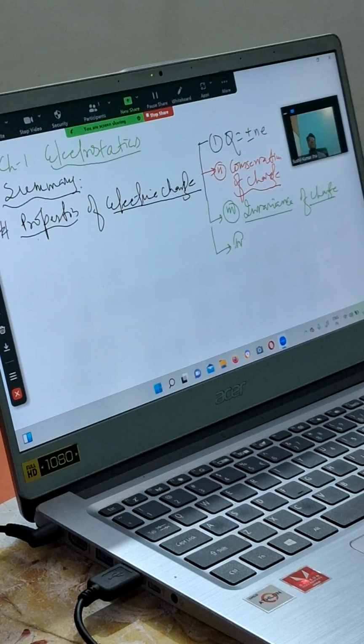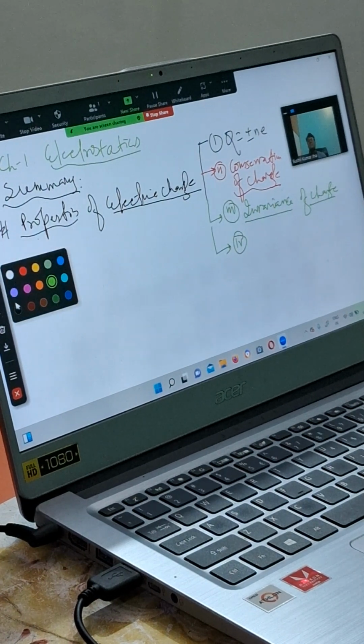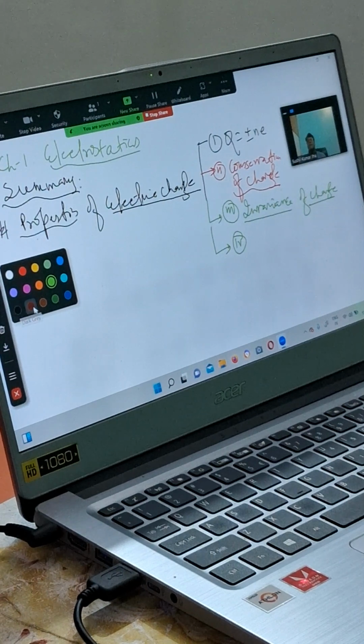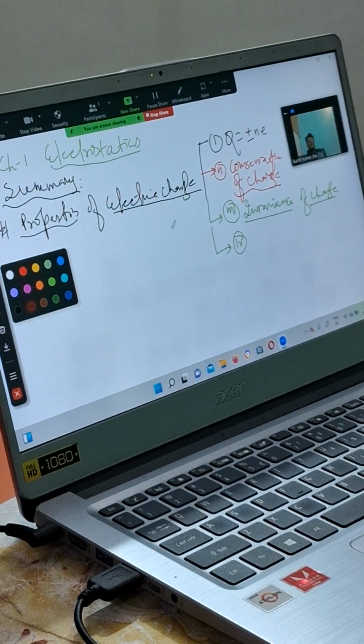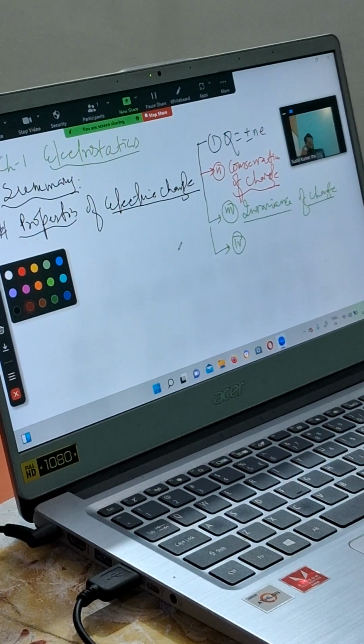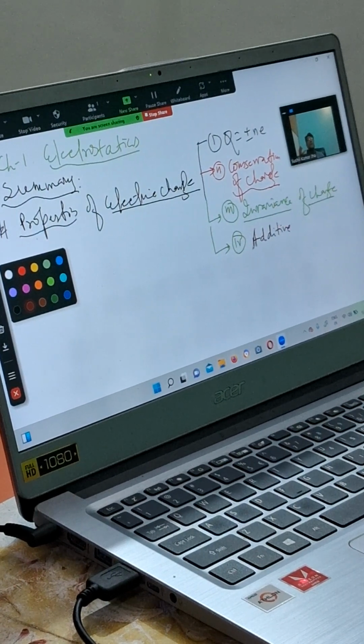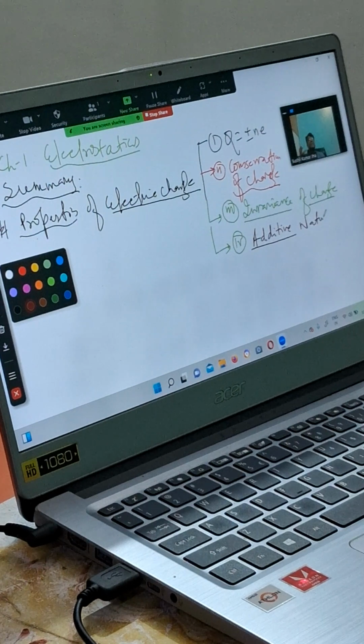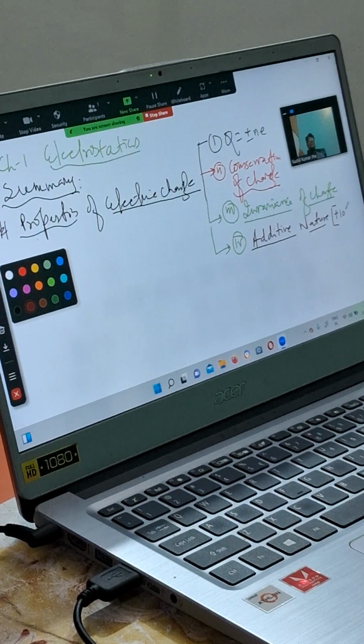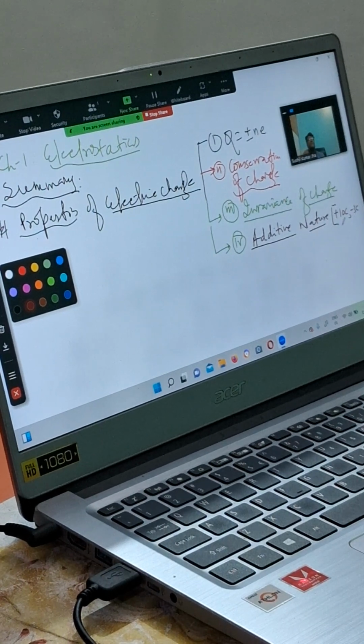And then the fourth one, if you start again: quantization, conservation, invariance, and then the additive nature of charge. Additive nature of charge means if an object has, let's say, plus 10 coulomb charge and minus 3 coulomb charge, then the total charge will be plus 7 coulomb. That's it.